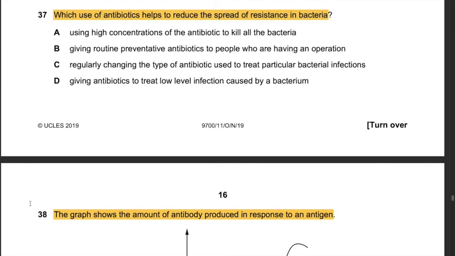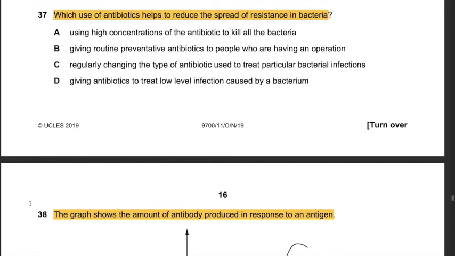Question 37. Which use of antibiotics help to reduce the spread of resistance in bacteria? Answer A. Using high concentrations of the antibiotic to kill all the bacteria. No matter the concentrations, if the bacteria develop some resistance, it could still spread, no matter how much concentration of antibiotic is used. Therefore, answer A is incorrect as it doesn't help to reduce.